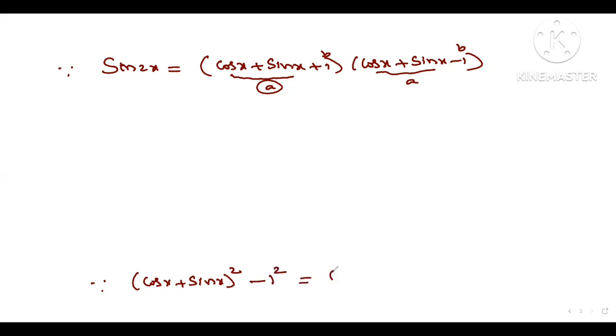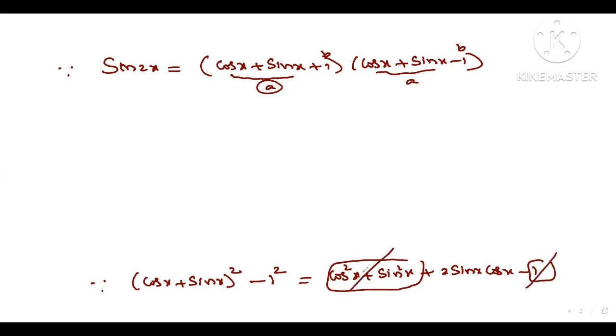According to the A plus B whole square formula, cos square x plus sin square x plus 2 sin x cos x, minus 1. Here cos square x plus sin square x is 1, and the 1 cancels. So what we get here, 2 sin x cos x is nothing but sin 2x. So sin 2x we can write as cos x plus sin x plus 1 into cos x plus sin x minus 1.